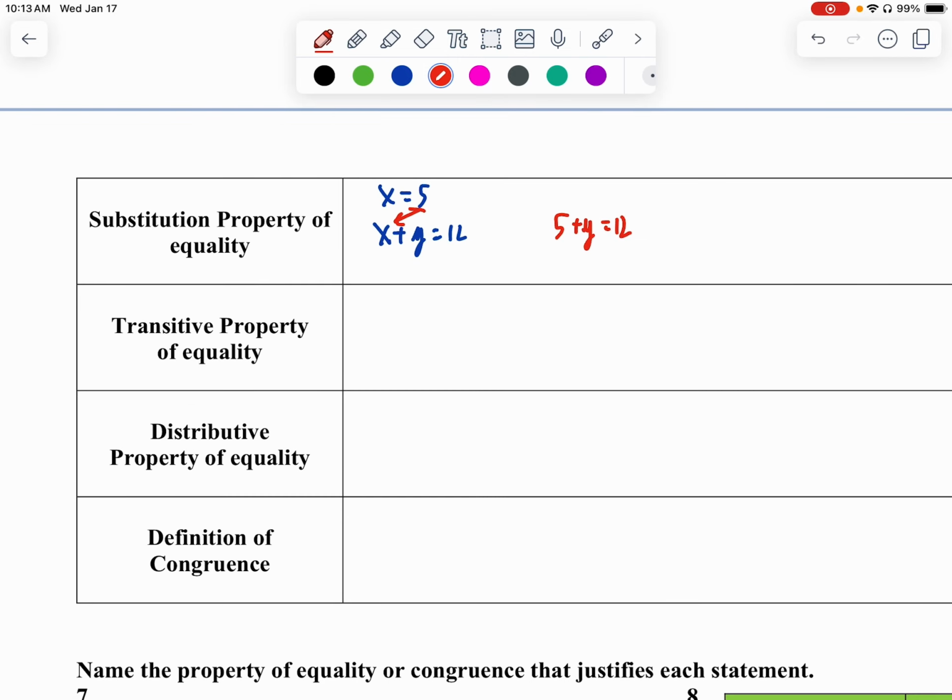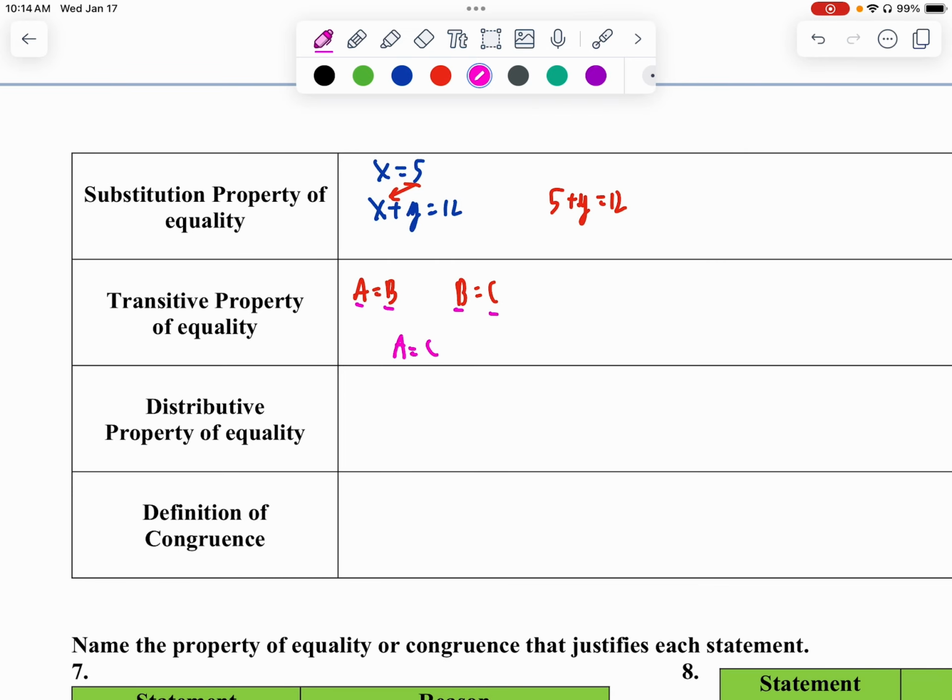Transitive is my personal favorite, and that is when you have a couple different things that are equal to each other. So let's say we have A equals B and B equals C. What we can do is combine these two together, skip a step, and say A equals C. If I know this equals this, and that equals that, because all these things are connected, we can just skip that B and say A equals C.